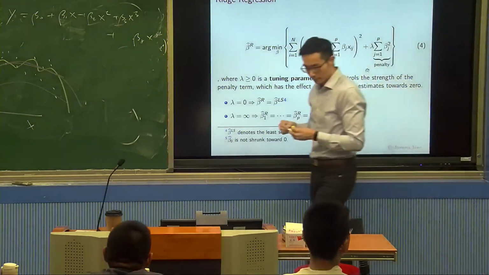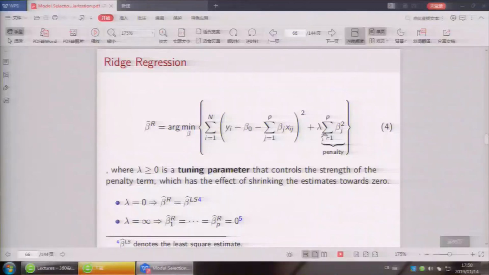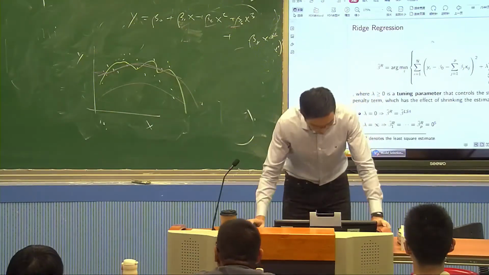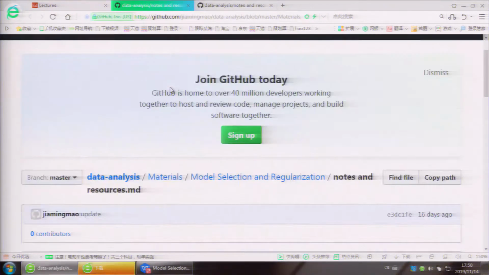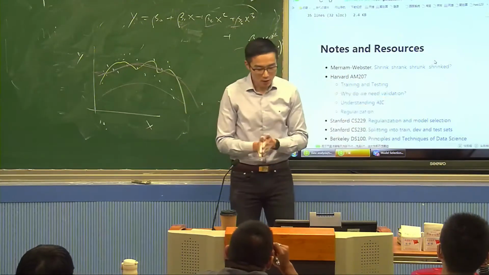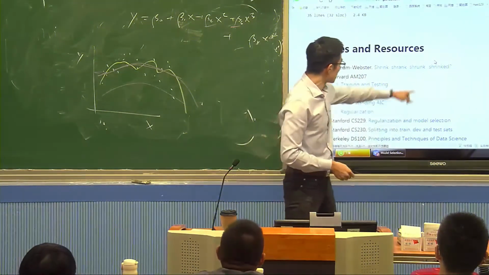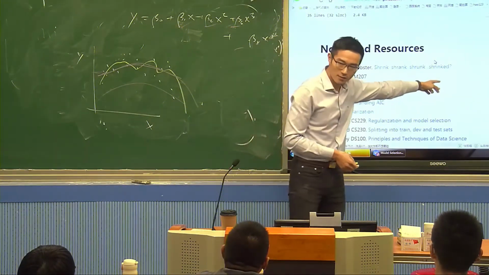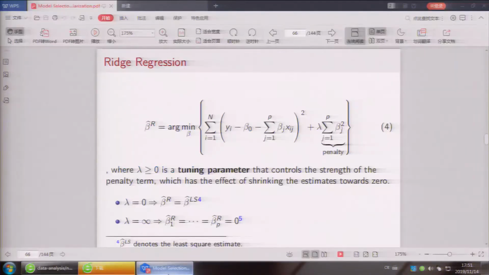By the way, when I say something is shrinked, here's the interesting thing. Do we say shrinked or shrunk? If you go to my notes, the first link is shrink, shrank, shrunk, or shrinked. That's a very popular misconception among English speakers. People use shrinked and shrunk all the time, but shrunk is the correct version. In many textbooks and papers, people say shrinked instead of shrunk. That's wrong, but I don't care.